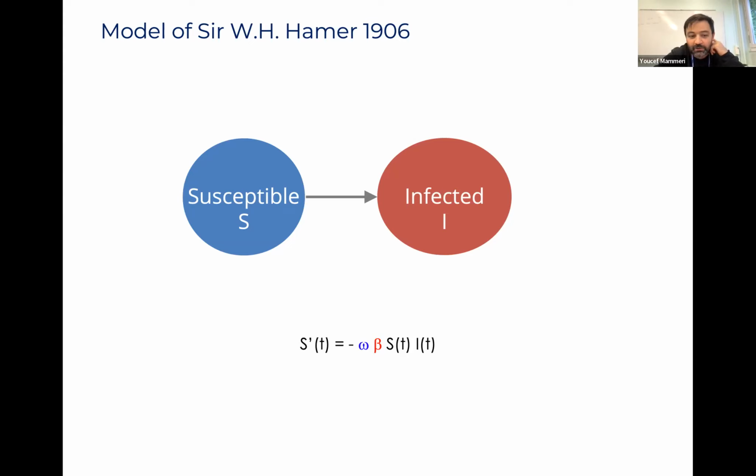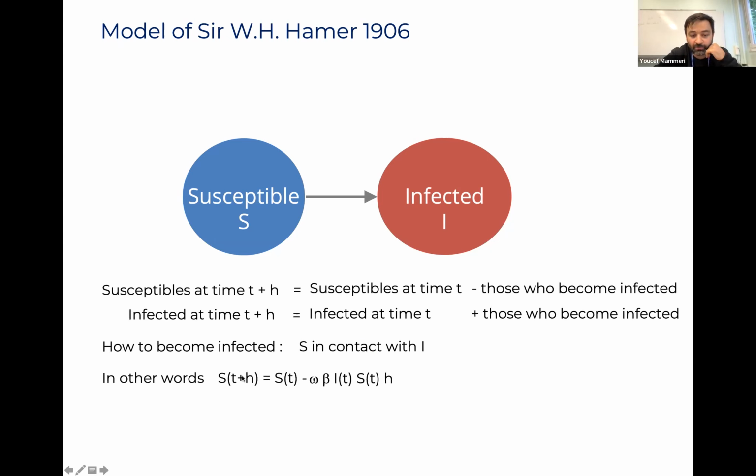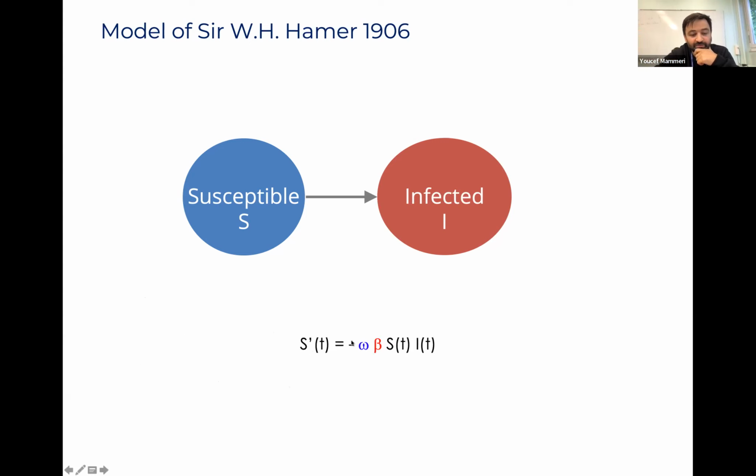So instead of looking for the susceptible tomorrow equals susceptible today, I will look at the difference between susceptible tomorrow minus susceptible today. We call that the variation, so the derivative in time. So what does it mean? I will write it like this. The variation of susceptible will decrease. The small omega is the average number of contacts between susceptible and infected, multiplied by some infection rate.